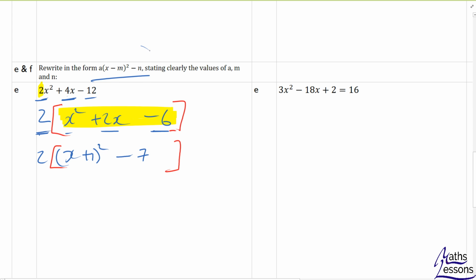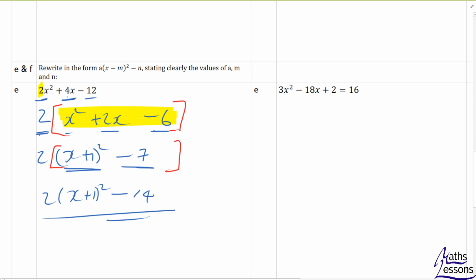Now I haven't quite got it in this form, because there are no square brackets in this form. So what I'm going to do is remove the square brackets. So 2 times all of that, I get 2 times all of that. That's one section. And then I'm going to do 2 times all of that, minus 14. And now I've got it in a completed square format, where I've got a number at the front.